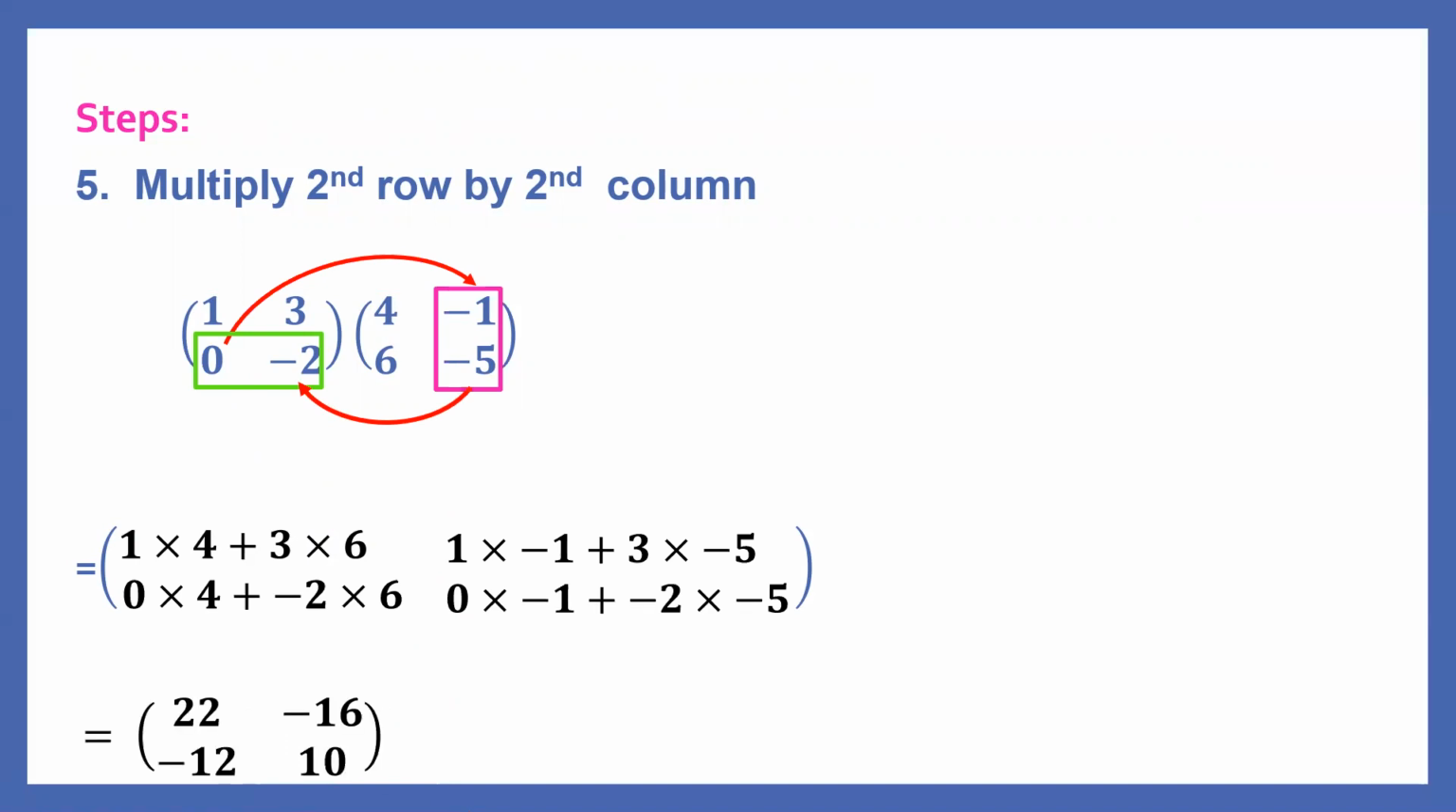And simplifying, I will obtain 22, negative 16, negative 12, and 10. This is a 2 by 2 matrix. And we had found in the first step that the resulting matrix will be a 2 by 2 matrix.